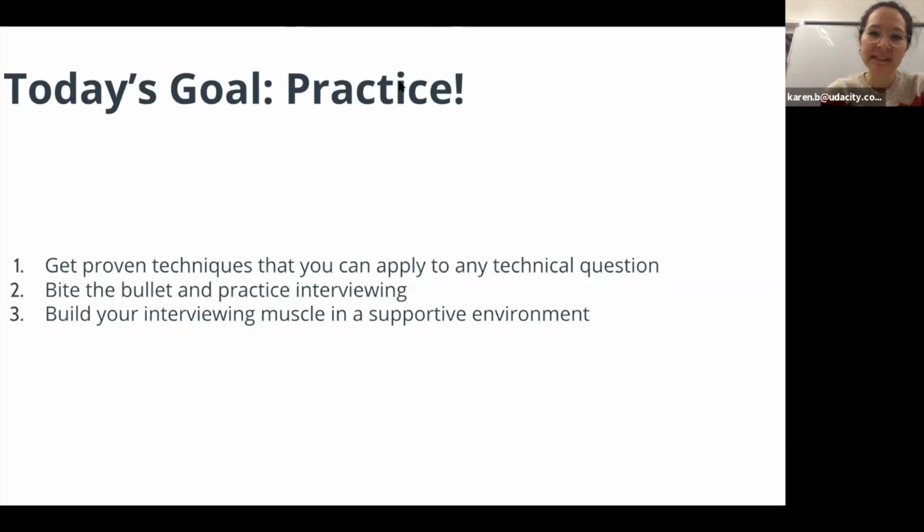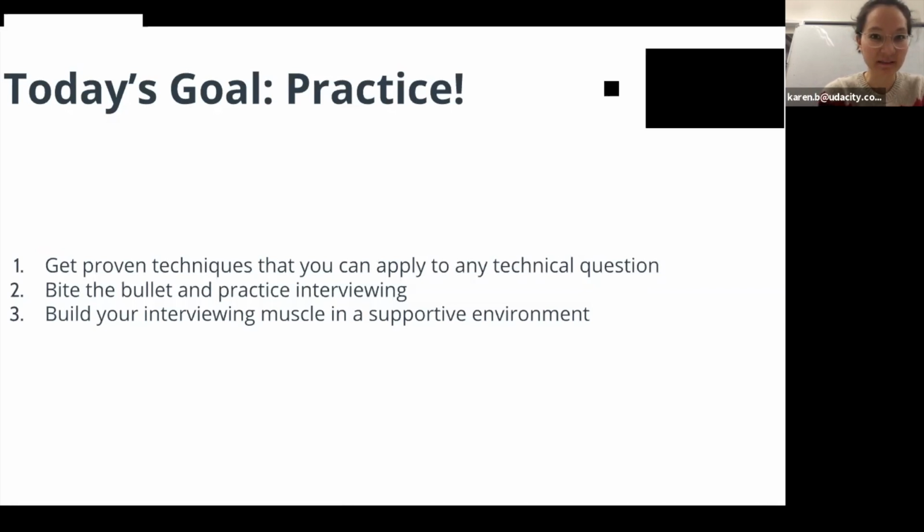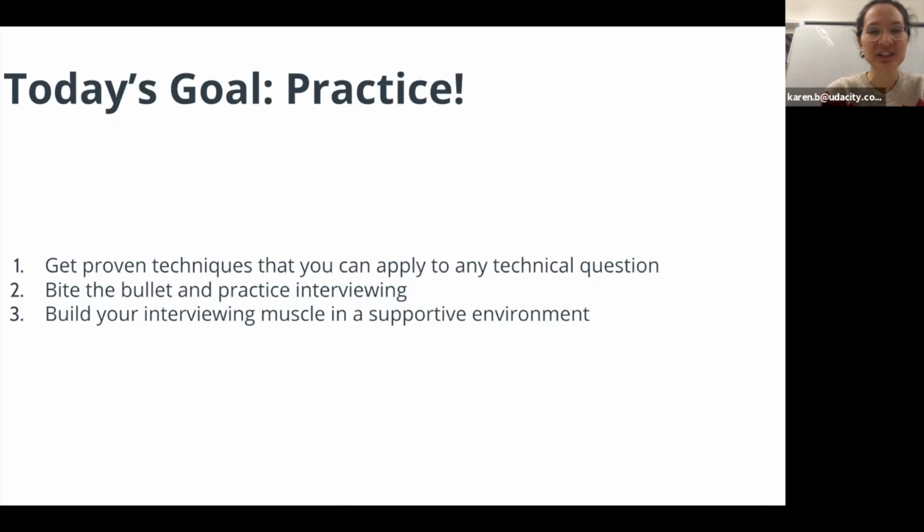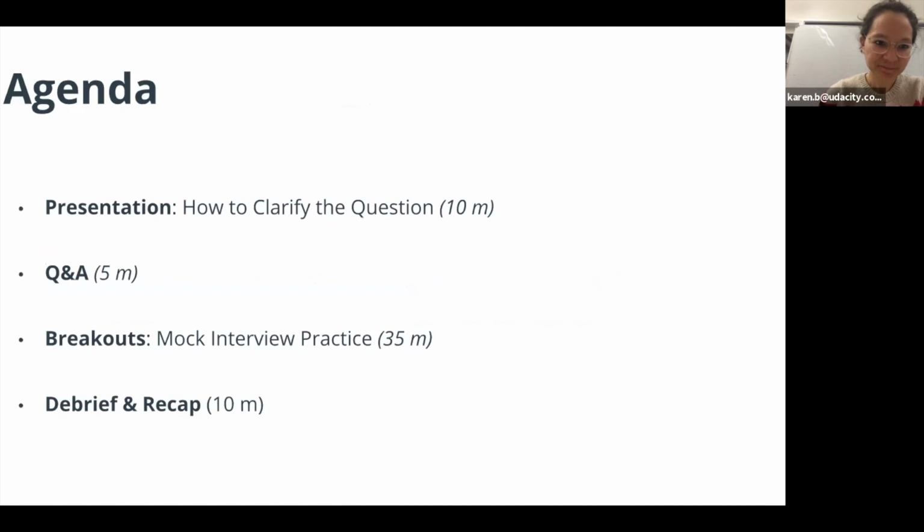Our goal today is to practice. It's to get proven techniques that you can apply to any technical interview that you'll encounter. It's to actually bite the bullet and go ahead and practice interviewing, and to build your interviewing muscle in a supportive environment. Everyone knows that they should practice, but I think the hardest part is actually putting yourself out there, making the time, and doing it. And that's what today is all about.